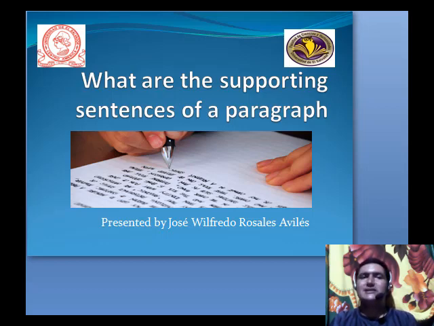A topic sentence contains the central idea of a paragraph, and it is the most important sentence. It is usually placed at the beginning of the paragraph in formal writing. In the topic sentence, there is the limited topic and the controlling idea.